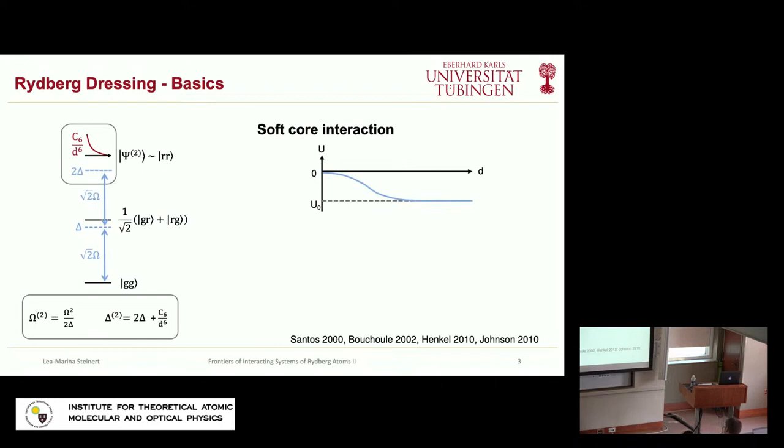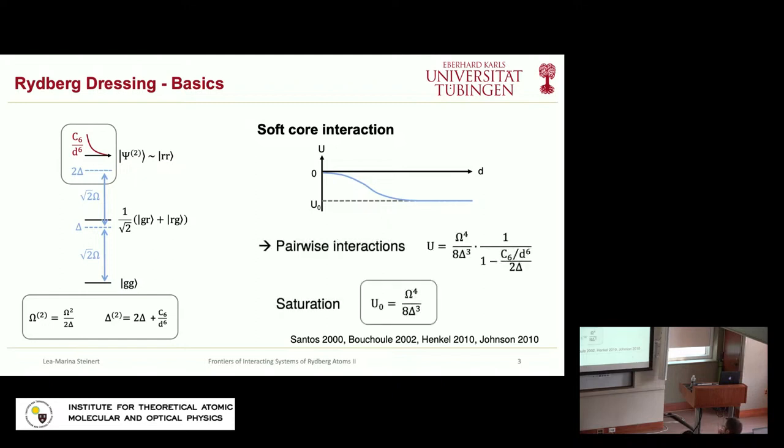It's the soft-core interaction, as Monica also already mentioned, which is also rather intuitive to understand. If you put your atoms super close together, your potential is shifted so far away that no laser can couple to it anymore. So this potential needs to saturate at a certain point, which is then described here by the saturation or soft-core potential, which scales with omega to the power of 4 over 8 delta cubed.